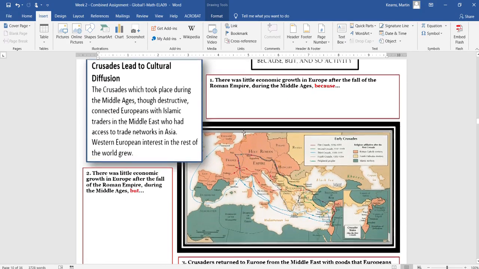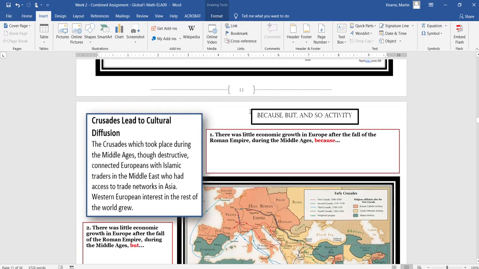It's going to help you answer these questions down here. So Mr. I has a because, but, and so activity for you to do, and it's got to do with the Crusades. Crusades lead to cultural diffusion. The Crusades, which took place during the Middle Ages, though destructive, connected Europeans with Islamic traders in the Middle East, who had access to trade networks in Asia. The Western European interests in the rest of the world grew.